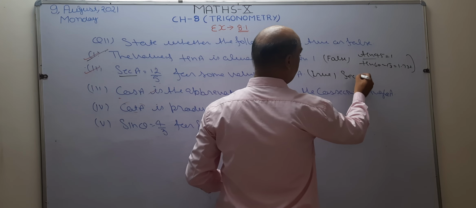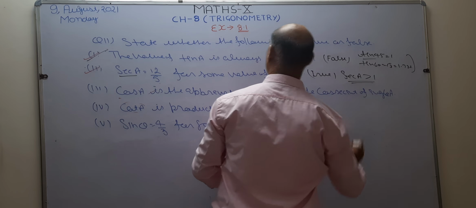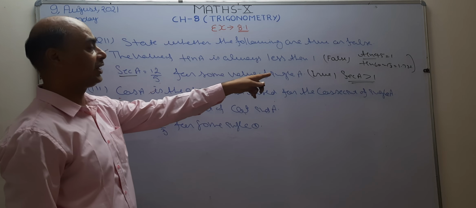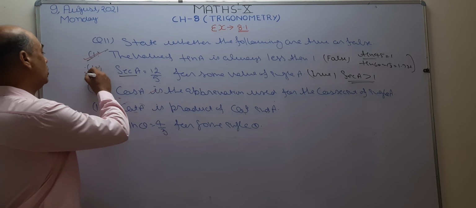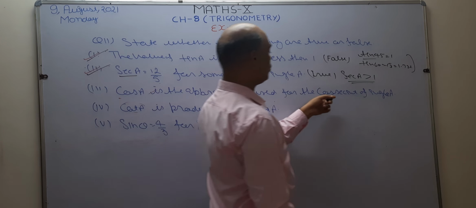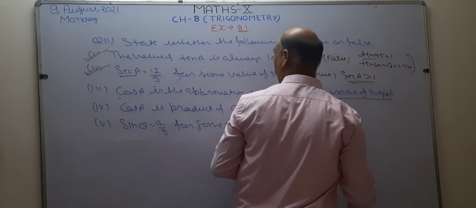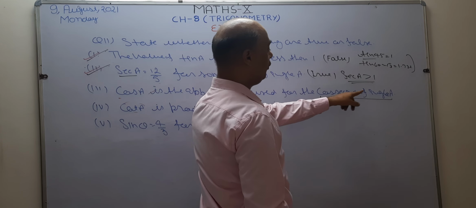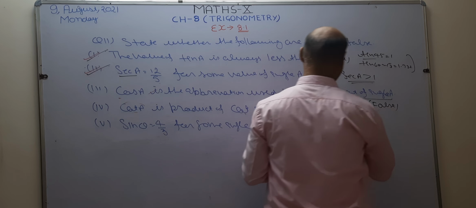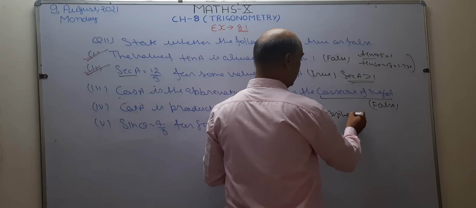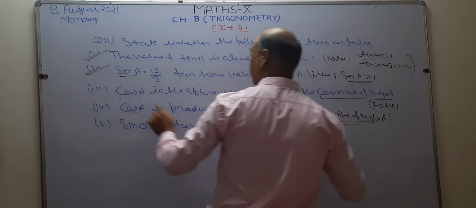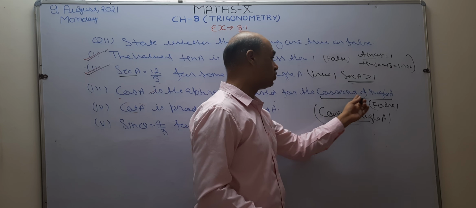Because the value of secant is always greater than 1. When you divide 12 by 5, this is going to be greater than 1. And you know the value of secant is always greater than 1. So this is true. Now, cos A is the abbreviation used for the cosecant of angle A. This is false. This is not the abbreviation of cosecant A. Cos A is the abbreviation of cosine of angle A, not cosecant of angle A.